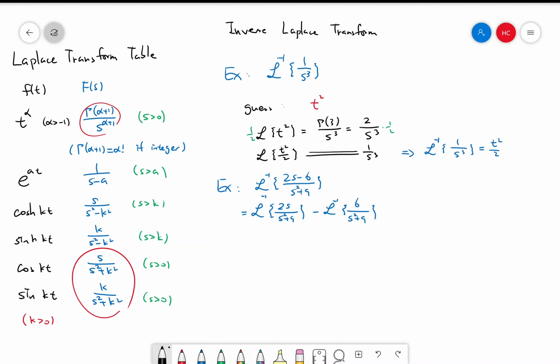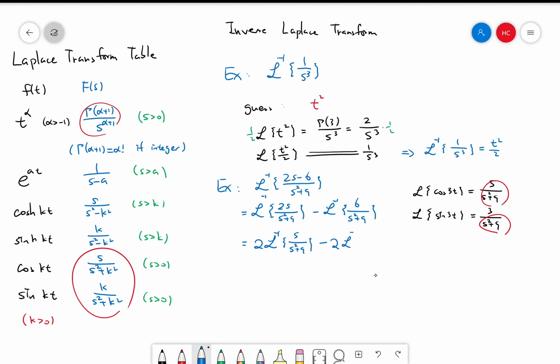We know according to the chart, the Laplace transform of cosine 3t is equal to s over s squared plus 9, and the Laplace transform of sine 3t is equal to 3 over s squared plus 9. So we want to make these two terms happen. Let's factor out the unnecessary constants. For the first one, let's factor out 2. So we get 2 times the inverse Laplace transform of s over s squared plus 9 minus, for the second one, we want 3 to remain in the numerator, so let's factor out 2. It's equal to 2 times the inverse Laplace transform of 3 over s squared plus 9.